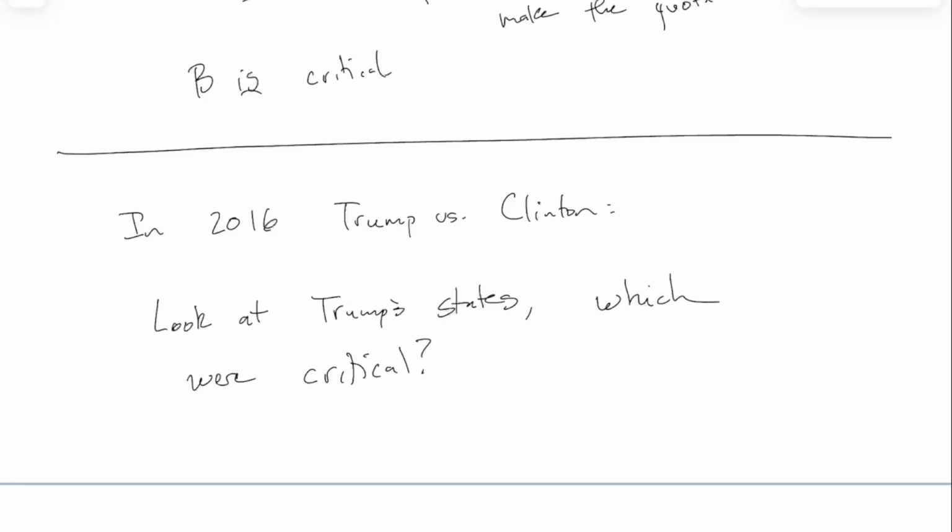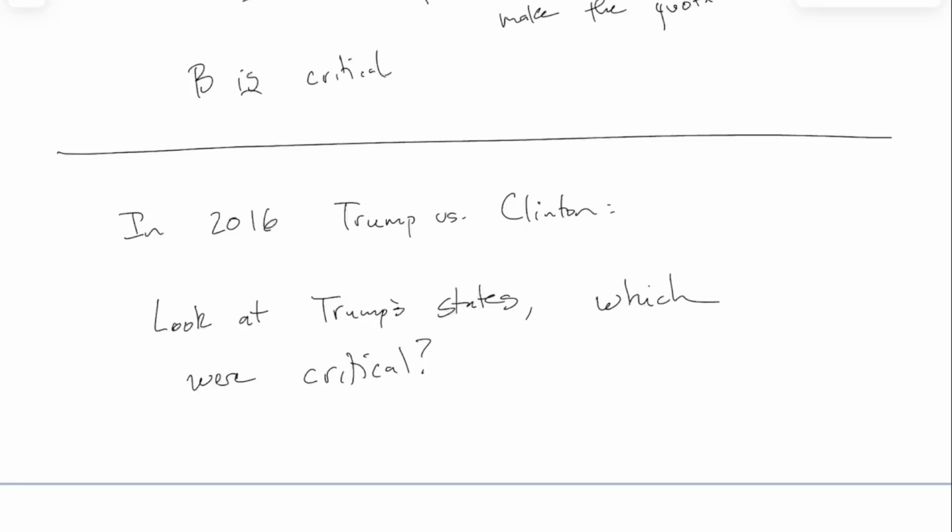So his total was 306. The question, which of these are critical, means which of those states on the list did he really need in order to win? Or are there some that he didn't actually need? Like, for instance, the first one, Alabama. Did he really need Alabama to win?